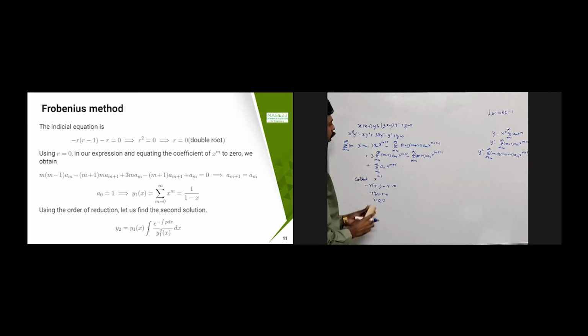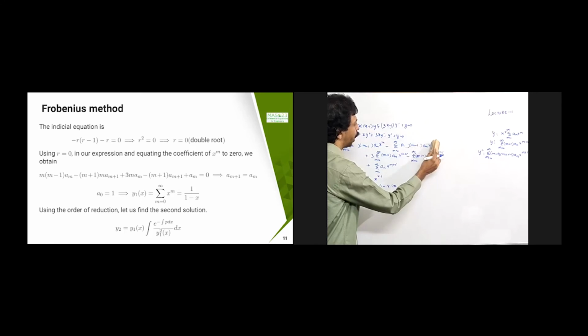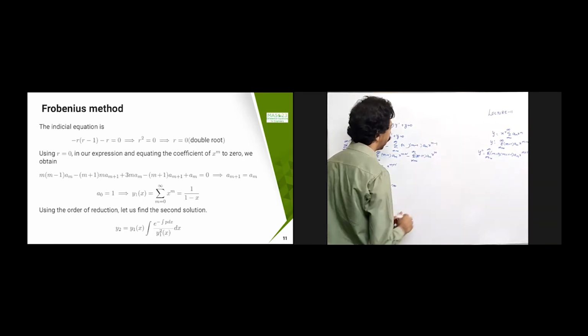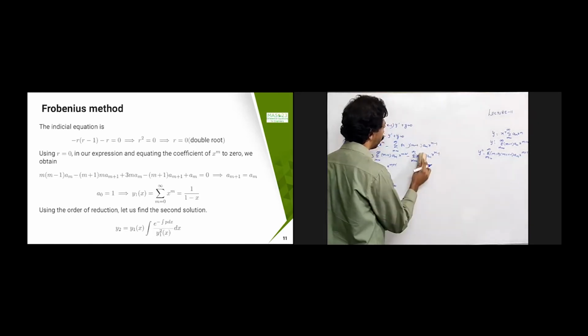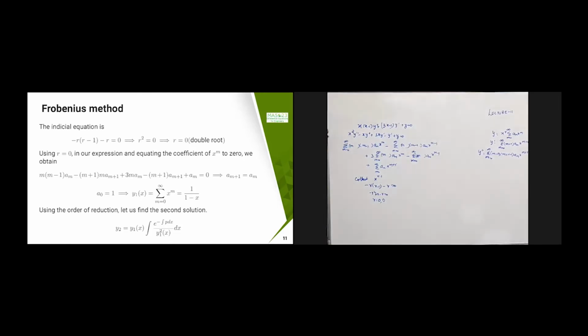So for the first term, this is x power m. Here there is a minus 1, so this is going to become m minus 1, and this is also going to become m minus 1. This is going to become m, and this is going to become m, and r is going to be a root, and similarly here, r is going to be a root.